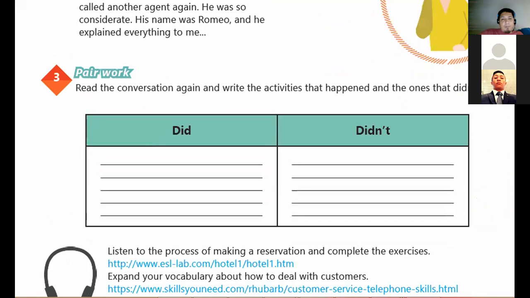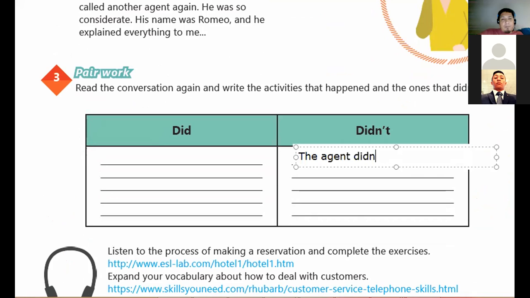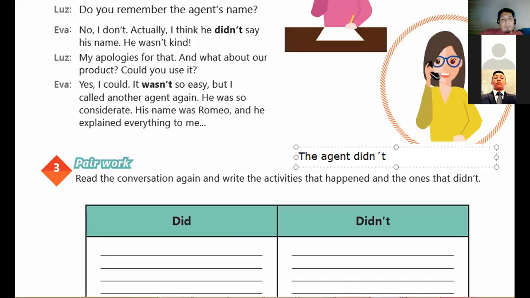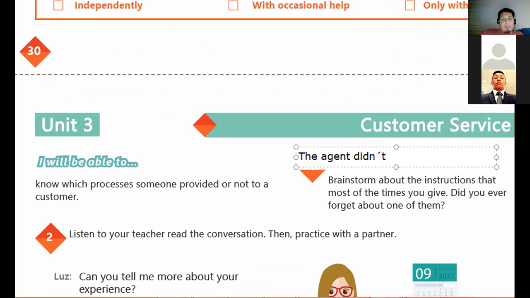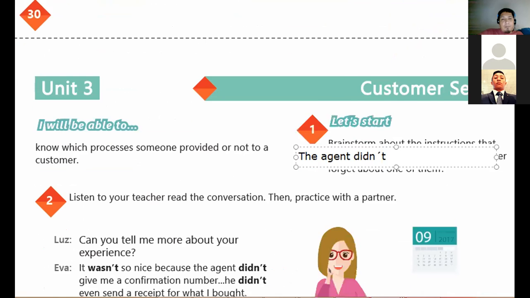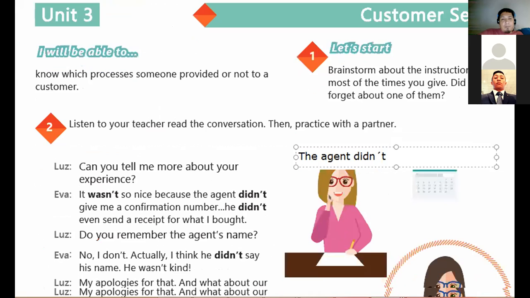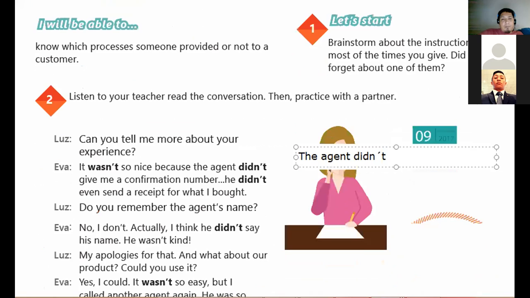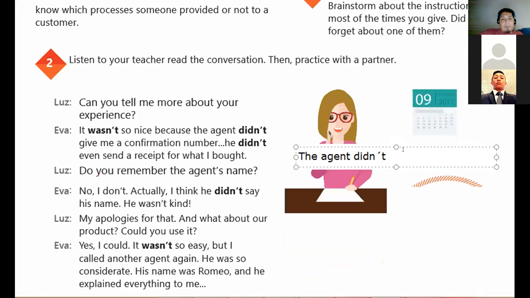Give me she didn't information number. The agent didn't. I will give the information. Okay, according to the conversation, vamos de acuerdo a la conversación, cosa por cosa. Así como cuando contamos la historia, ¿se acuerdan de la de Carla? De la compra que hizo Carla. Veamos acá, cosa por cosa. Vamos a ir haciendo oración por oración.